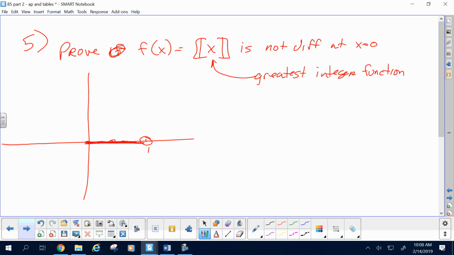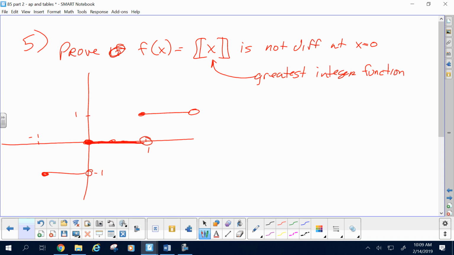Then when I say, hey, what's the greatest integer less than or equal to 1? Then you'd say, oh, or equal to, it must be 1. Right? So this is what the greatest integer function looks like. It's the step function. Okay? Now, with that picture, the question becomes pretty easy. Prove it's not differentiable at 0.